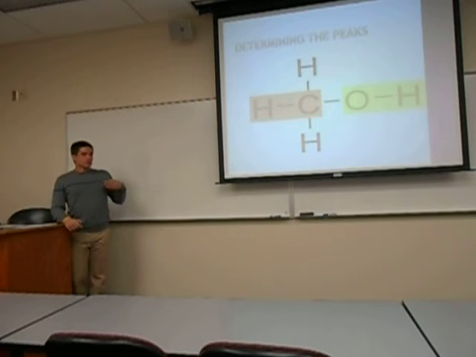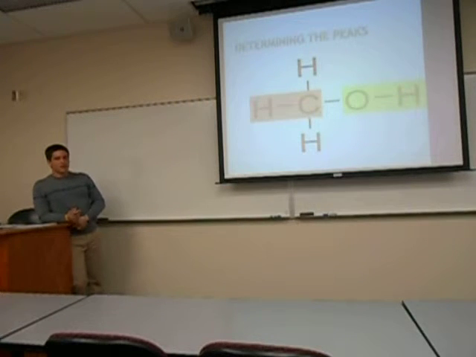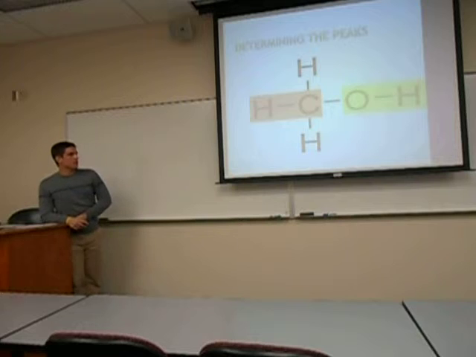The next step is to determine the number of peaks. This is done by looking at the different hydrogen bonds that there are. So there are two different hydrogen bonds. There is a CH here in the orange and an OH here in the yellow. So that means there are two peaks present.